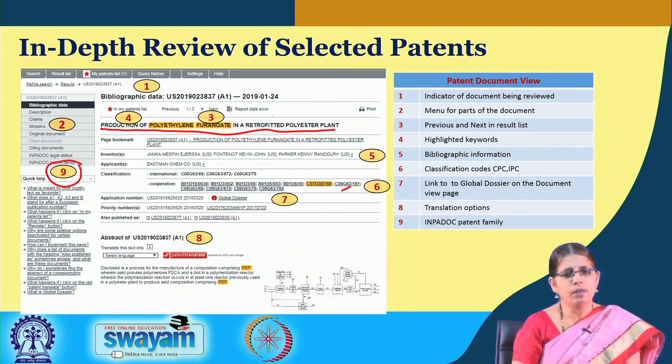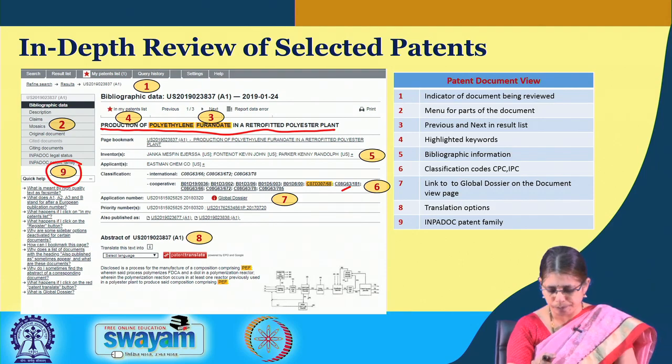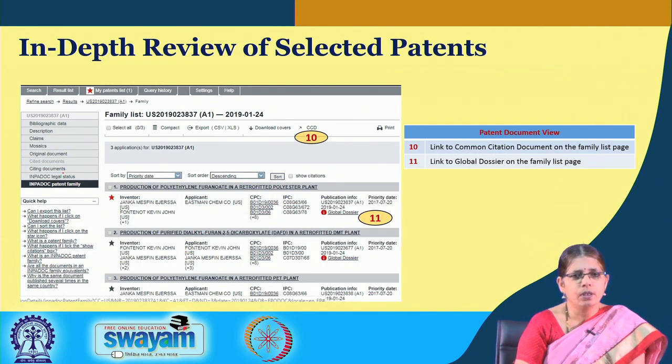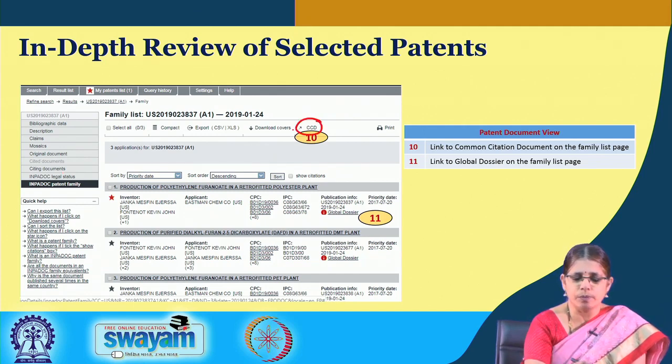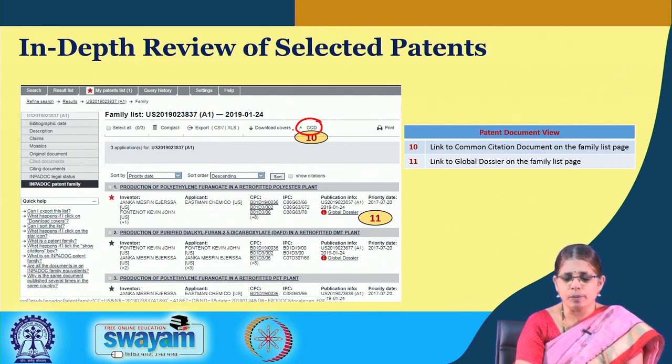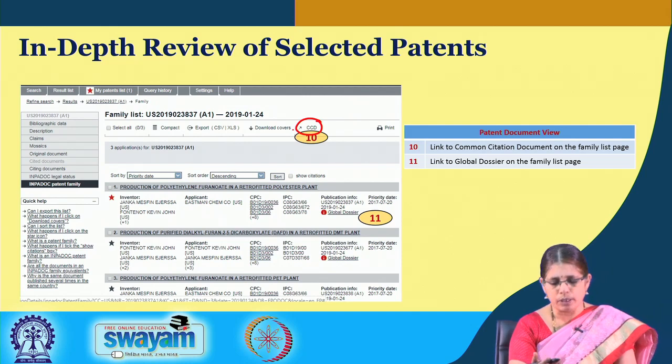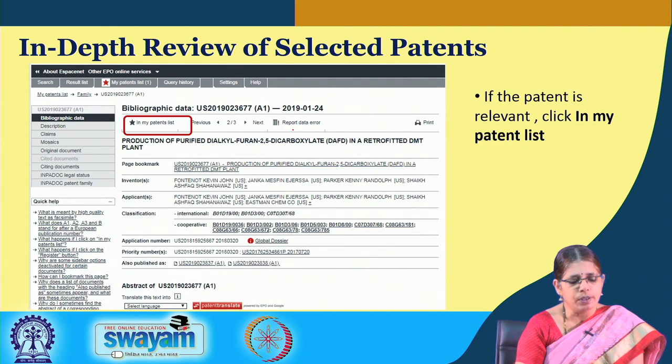The link to the global dossier is available, translation options are available, and then patent family data is also provided. So, here we have a good illustration of what all information can be taken out from a link from one invention in relation to its internal data as well as to other related inventions. This is how one can actually go into an in-depth review of the selected patent. So, citation information today is also available by what we call the CCD, which is nothing but the common citation document. And so, this is how you can see the entire information that can be listed.